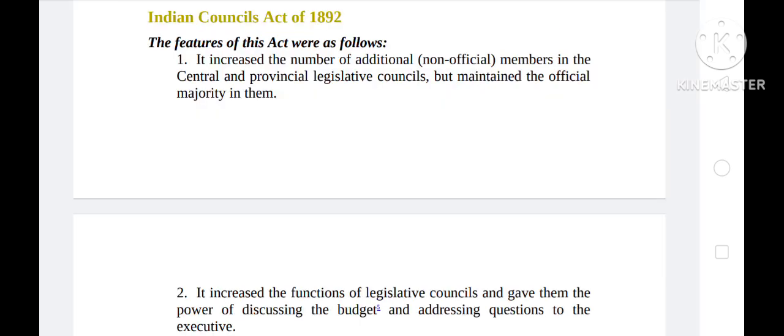Indian Councils Act of 1892. It increased the number of additional non-official members in the central and provincial legislative councils, but they maintained the official majority in them. It increased the functions of the legislative councils and gave them the powers of discussing the budget and addressing questions to the executive.